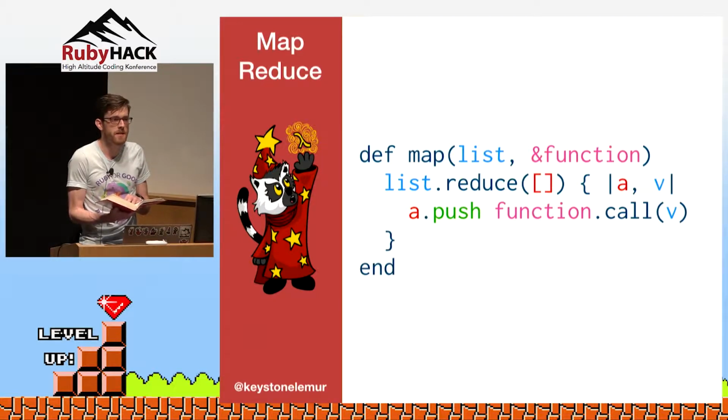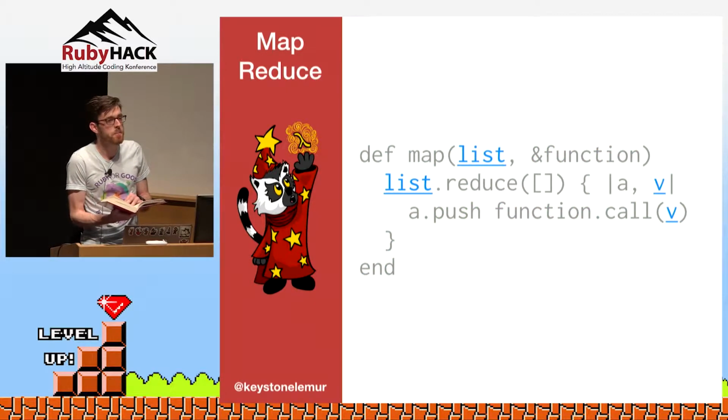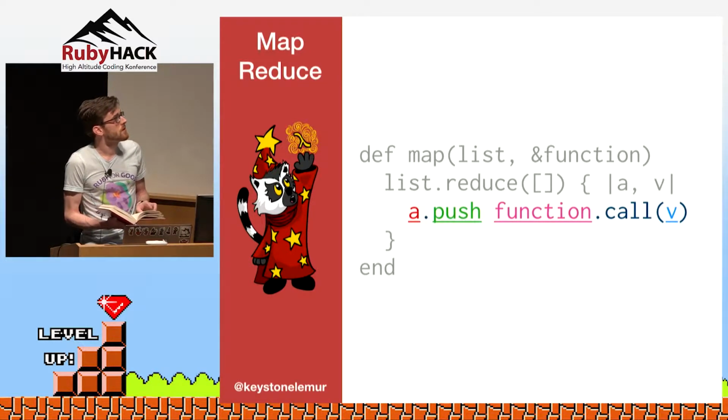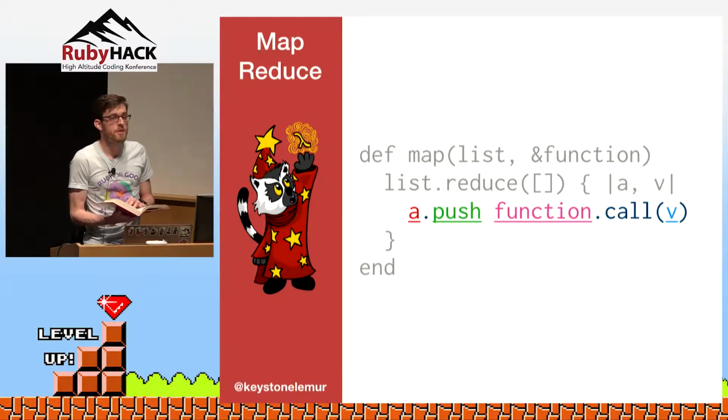So let's break it down and take a look into what this is doing. We start with our list here, which is now an input to our function map. And that list is going to have every element represented by V here in blue. And then we have our accumulator, which is now an empty array. What we're going to do with that accumulator, as A right there, is push the result of calling that function on that value. So essentially, how map works is pushing values onto a new accumulator after calling a function on them.